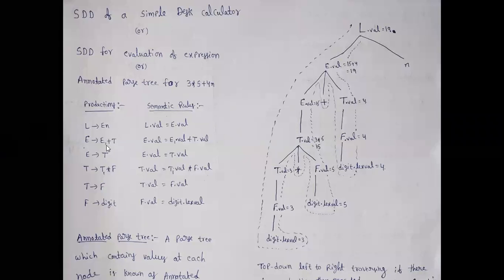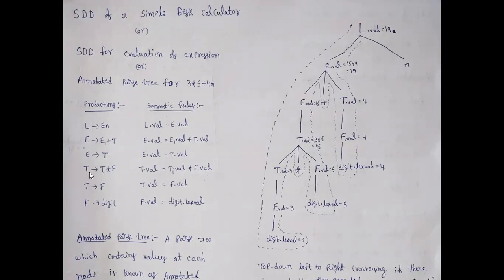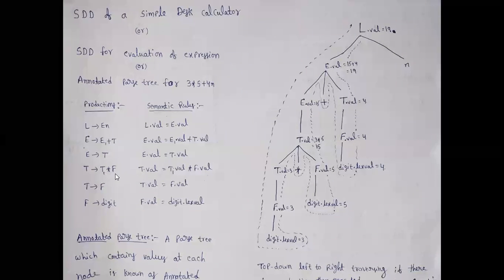So here E.value is equal to E1.value plus T.value. So E produces T, so E.value is equal to T.value, and T produces T1 star F. So T.value is equal to T1.value into F.value, and T.value equals F.value. So F produces digit. So here digit means one value.